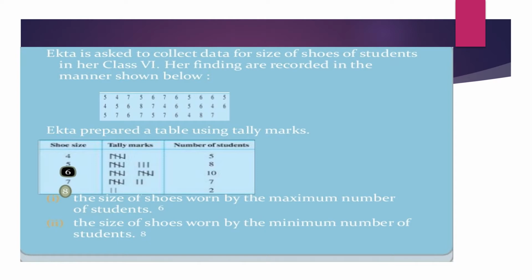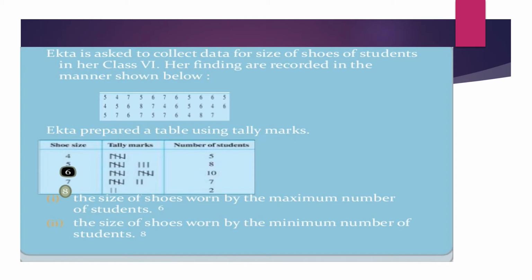Now this is one more example. Ekta is asked to collect the data for the size of shoes of students in her class 6. Her findings are recorded in the manner shown below: 5, 4, 7, 5, 6, and so on. Ekta prepared a table using tally marks. For size 4 there are a total of 5 students. For size 5 there are 8 students. For size 6 there are 10 students. For size 7 there are 7 students, and for size 8 there are only 2 students.